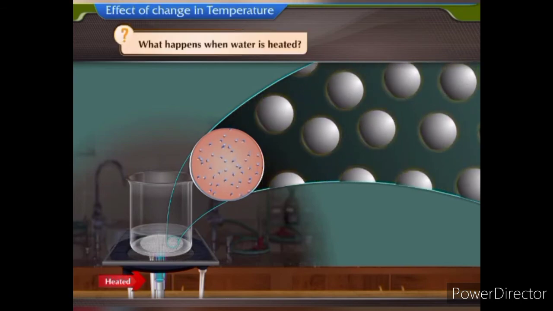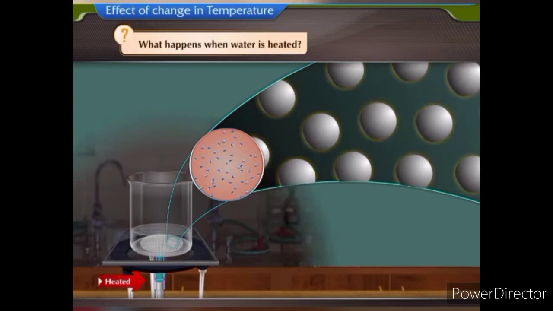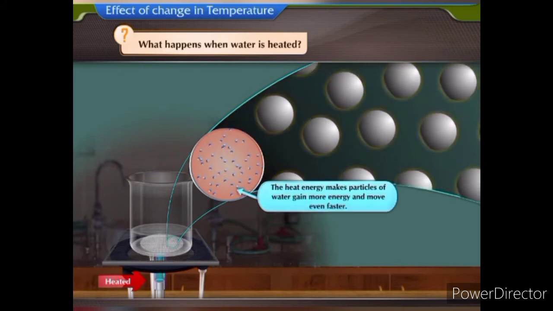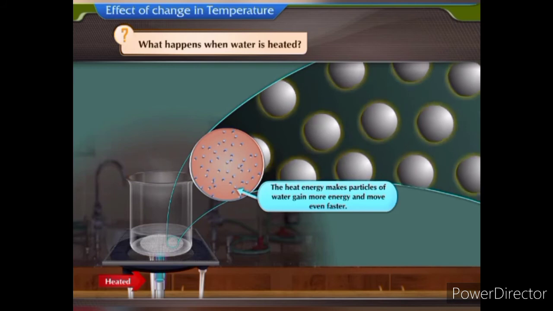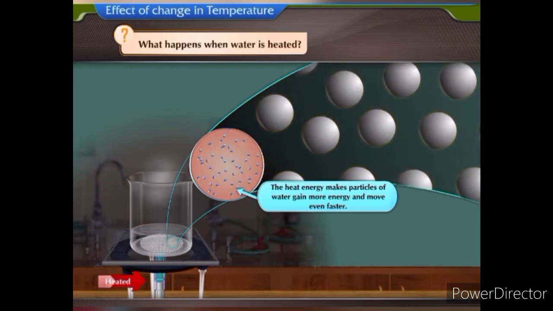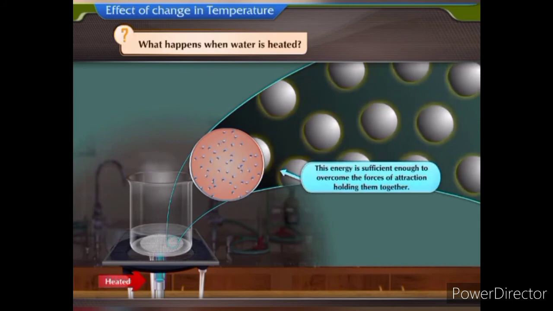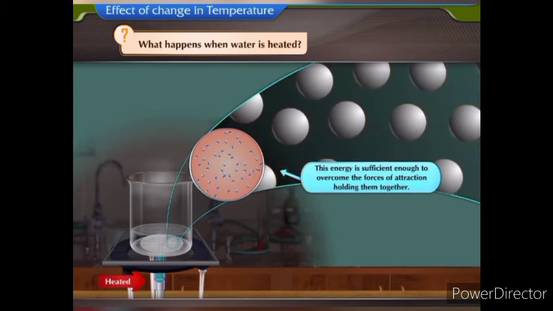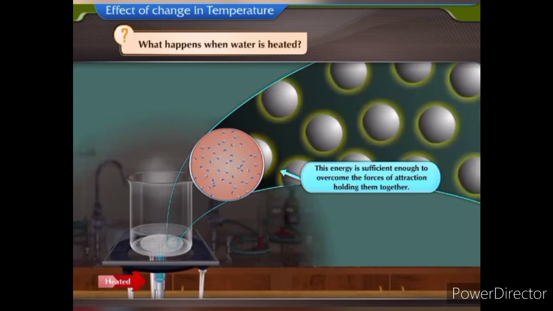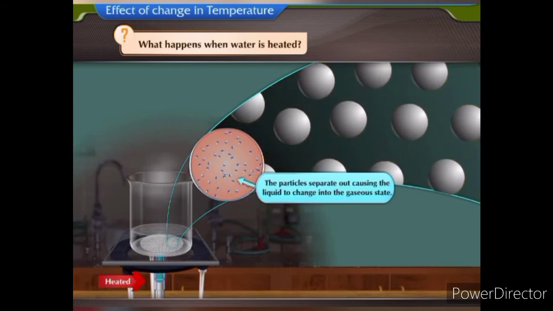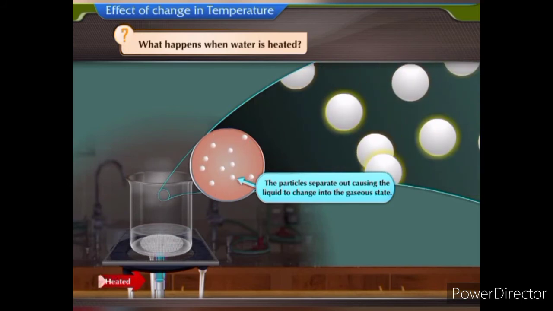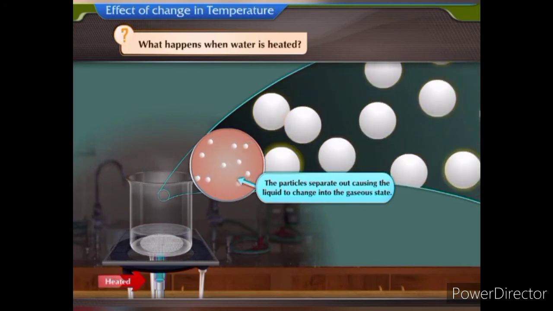What happens when water is heated? When water is heated, the heat energy makes particles of water gain more energy and move even faster. This energy is sufficient to overcome the forces of attraction holding them together. The particles separate out, causing the liquid to change into the gaseous state.